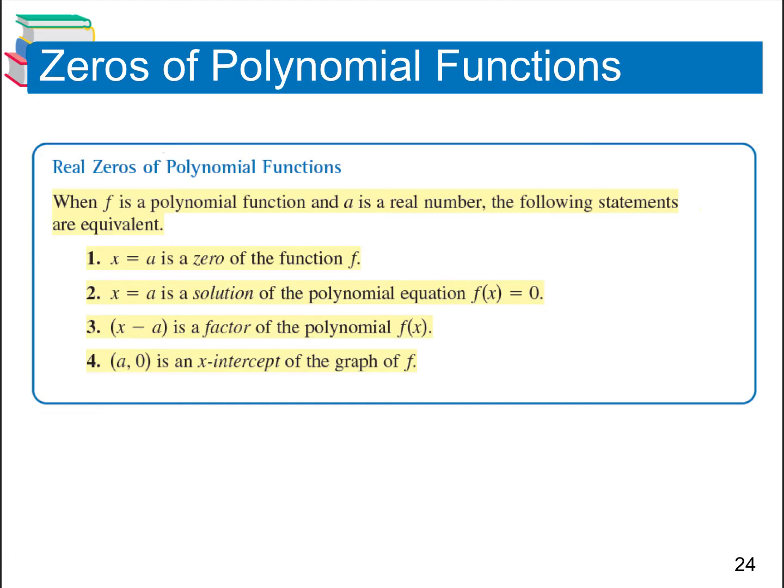So next we're going to look at the real zeros of polynomial functions. So when f is a polynomial function and a is a real number, the following statements are equivalent. So these all mean the same thing. A is going to be a zero of the function, a is a solution of the function, and it is an x-intercept. So it's where it crosses the x-axis.